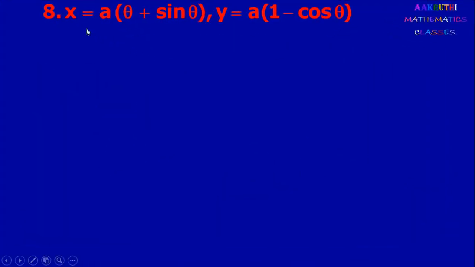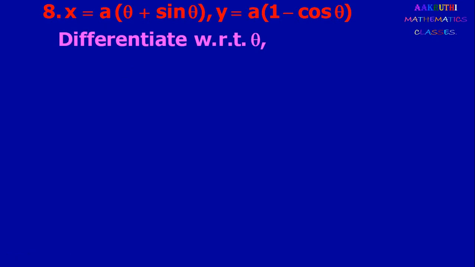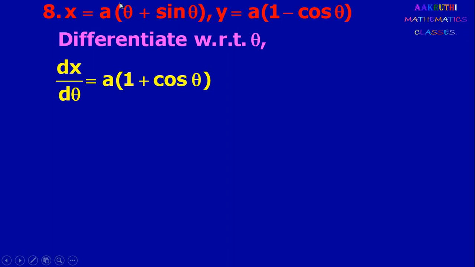Next question. X equal to a into theta plus sin theta and y equal to a into 1 minus cos theta. Now here x and y are expressed in terms of theta. So the parameter is theta. So you have to differentiate with respect to theta. Therefore dx by d theta here, a is constant. Theta differentiation is 1 and sin theta differentiation is cos theta. So dx by d theta is a into 1 plus cos theta.